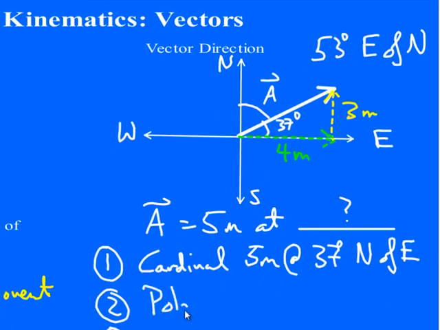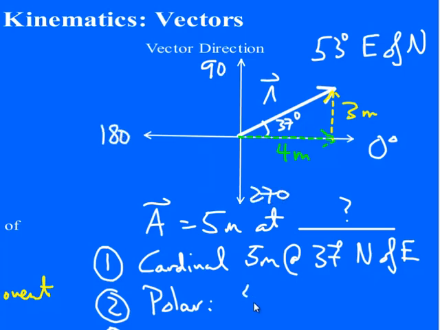Also, I could use the polar directions, polar coordinates. In order to do that, I would need to change these. I no longer use north, south, east, west, but instead I start on the far right, which is called the positive x-axis, 0 degrees, and I go counterclockwise around the circle and determine the direction that way, so 90, 180, 270. So in polar coordinates terms, this vector would be 5 meters at 37 degrees. No direction involved.